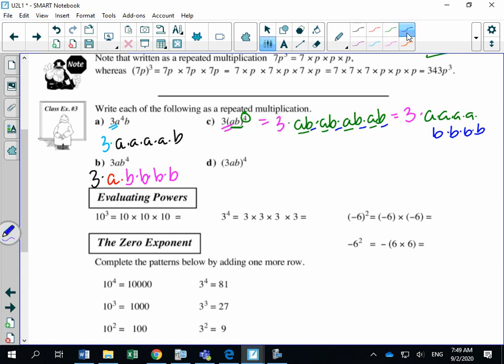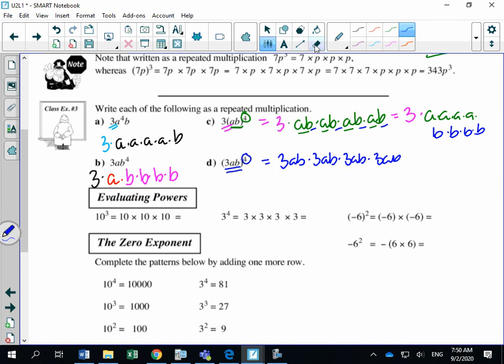D, this exponent is outside of the bracket. So there's two different ways that we could write this. You could write this 3AB 4 times. Okay, so you could do that. You could say 3AB, 3AB, 3AB, 3AB. You could do that.